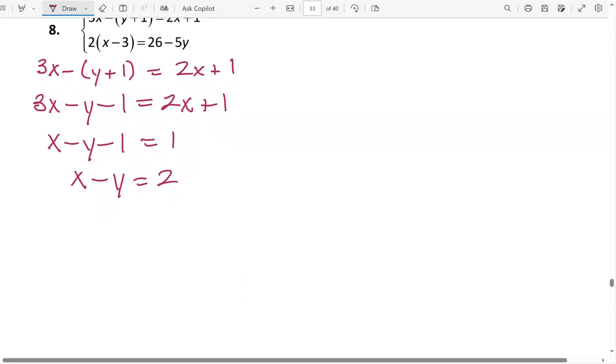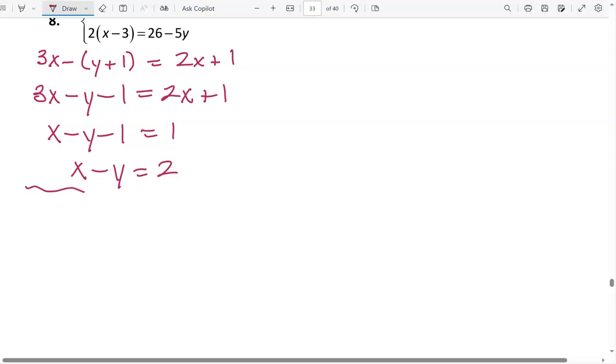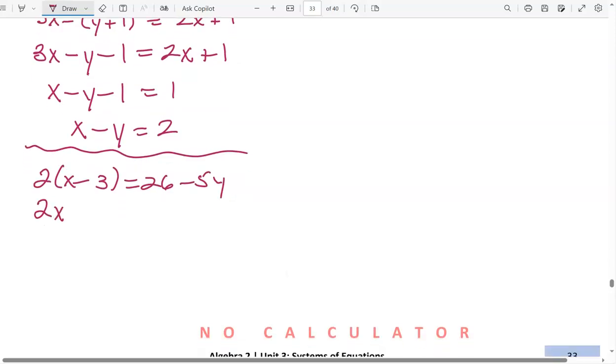And then I'm going to take the second equation, which is 2 times x minus 3 equals 26 minus 5y. Distribute the multiplication.